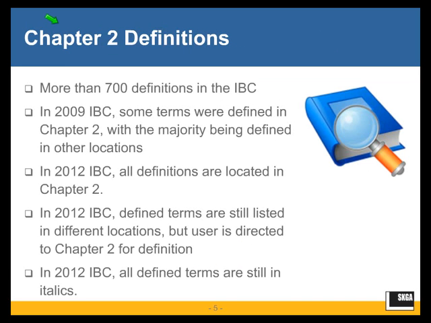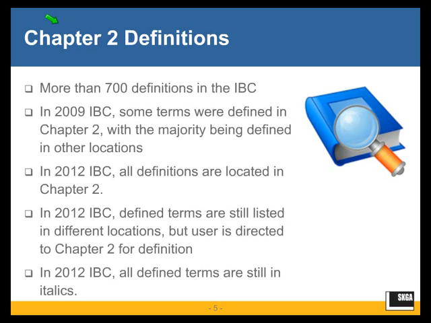Now, this is an important change in Chapter 2 when it comes to definitions. There are over 700 definitions in the IBC, which may come as a surprise to you. All of those definitions are located now in Chapter 2. You will not find the actual definitions in any other chapter. You will find pointers to the terms in Chapter 2.